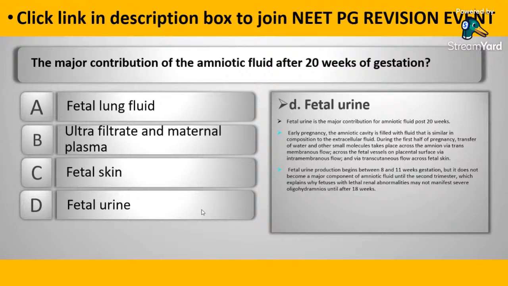Early pregnancy, the amniotic cavity is filled with fluid that is similar in composition to the extracellular fluid. During the first half of pregnancy, transfer of water and other small molecules take place across the amnion via transmembranous flow, across the fetal vessels on the placental surface via intramembranous flow, and via transcutaneous flow across the fetal skin. Fetal urine production begins between 8 and 11 weeks of gestation, but it does not become a major component of amniotic fluid until the second trimester, which explains why fetuses with lethal renal abnormalities may not manifest severe oligohydramnios until after 18 weeks.